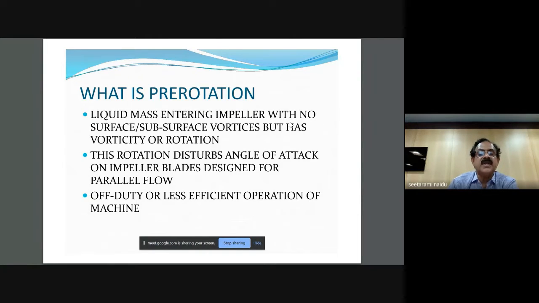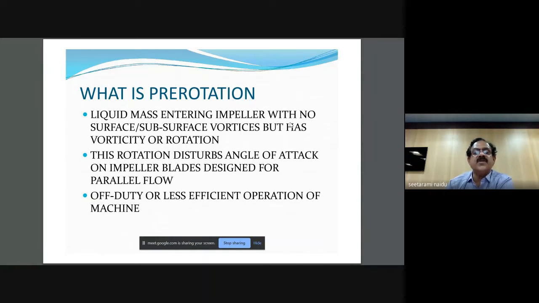Take a pre-rotation like that. Liquid mass entering the impeller has no surface or subsurface vortex, but has a vorticity or rotation component. This rotation disturbs the angle of attack on impeller blades designed for parallel flow. It is not parallel, it is inclined, so efficiency decreases.